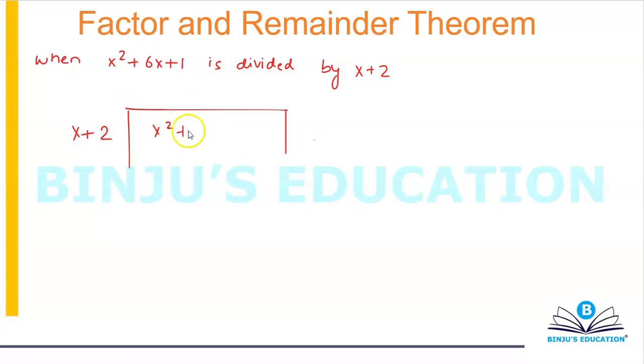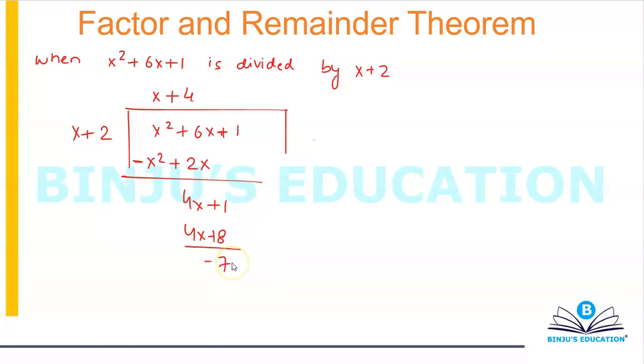we're gonna have x square plus 6x plus 1, which is basically the dividend, and x plus 2, which will basically be the divisor. Okay. Then we're gonna start dividing. So I'm gonna multiply x plus 2 with x. So x becomes my quotient. This will become x square plus 2x. I'm going to subtract x square plus 2x from x square plus 6x plus 1. I'm going to get 4x plus 1. Then I'm going to have quotient as 4. Then this will become 4x plus 8. And your remainder is minus 7.